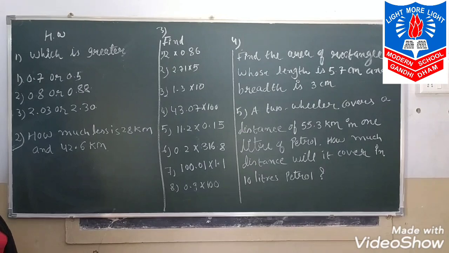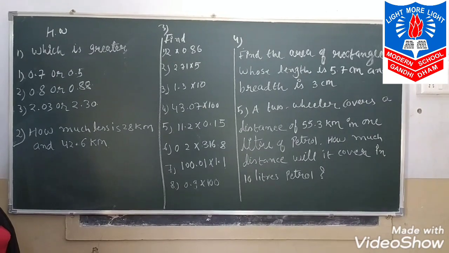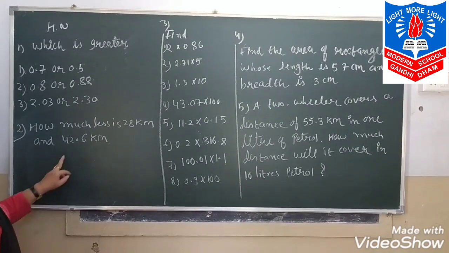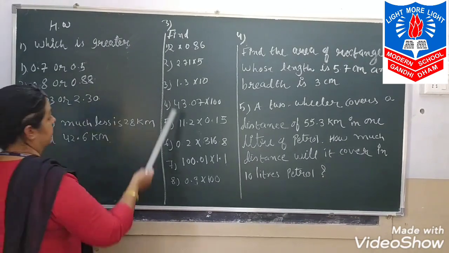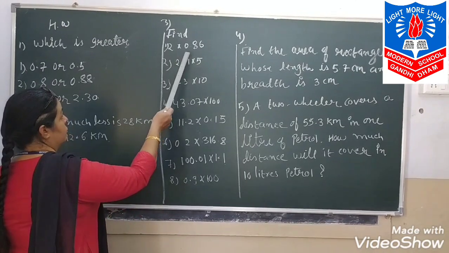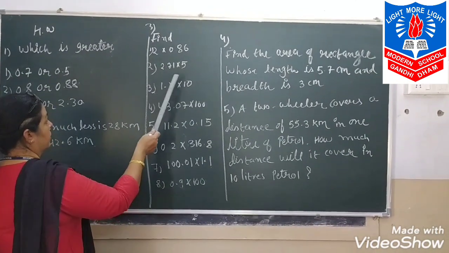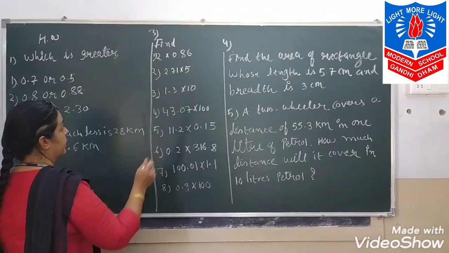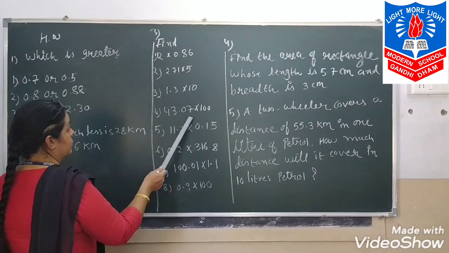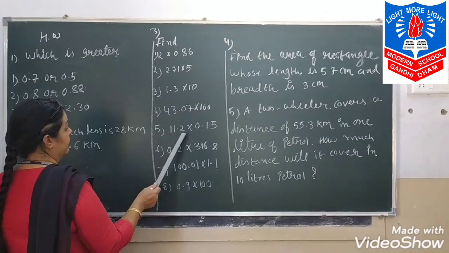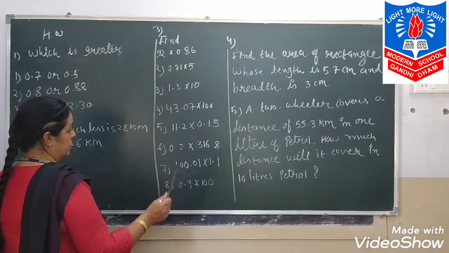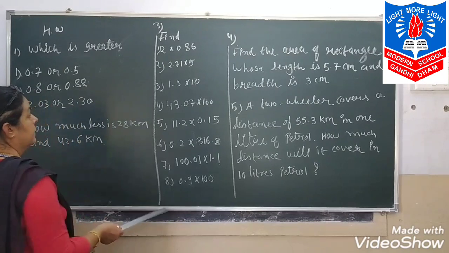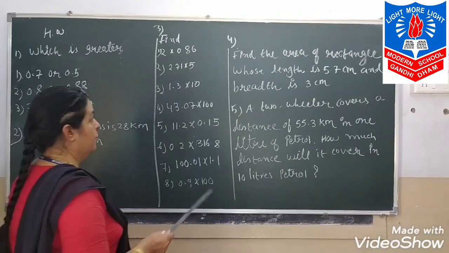Students, this is your homework. How much less is 28 kilometer than 42.6 kilometer? Find the value: 2 into 0.8, 2.71 into 5, 1.3 into 10, 43.07 into 100, 11.2 into 0.15, 0.2 into 316.8. Find these values.